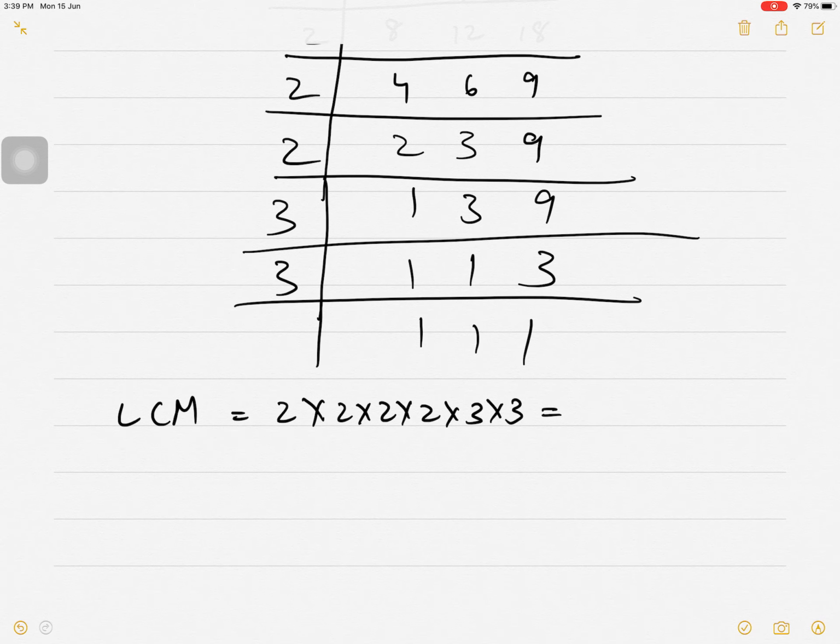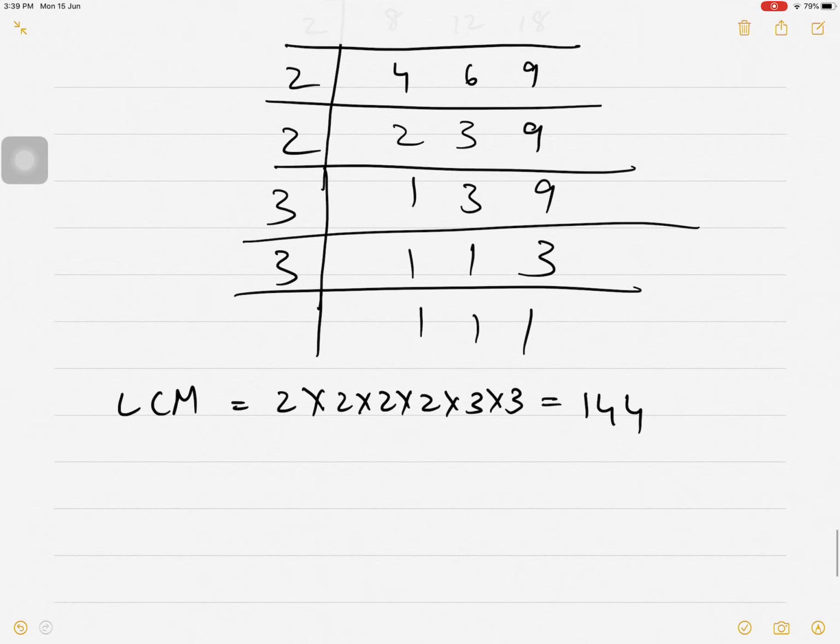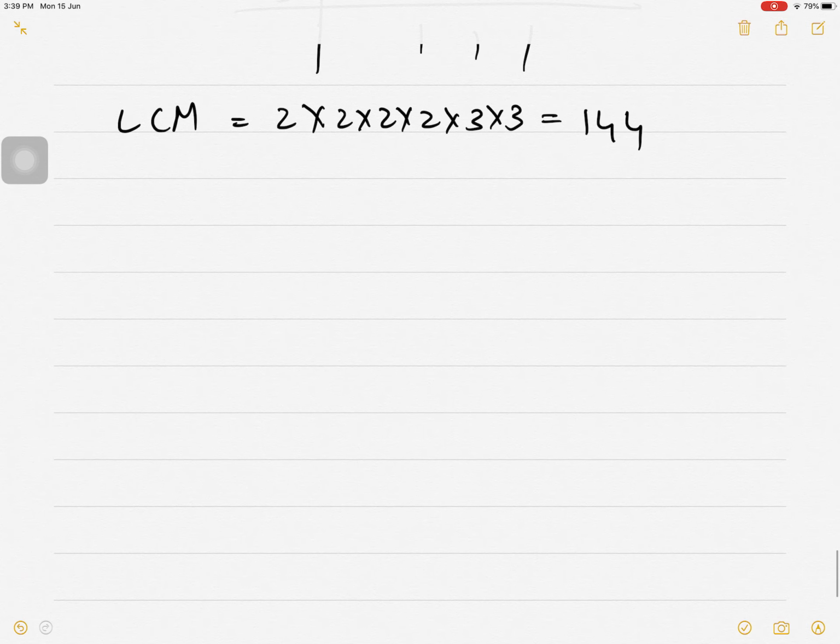So I hope everybody has got the correct answer. 144. Okay. Now let's solve the next question.